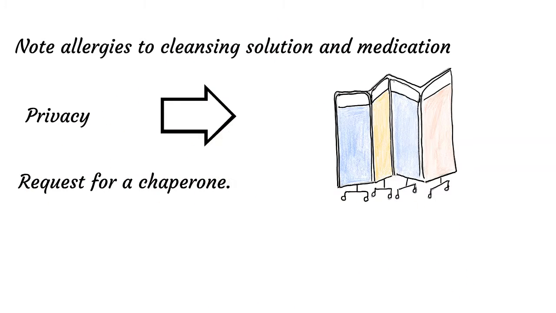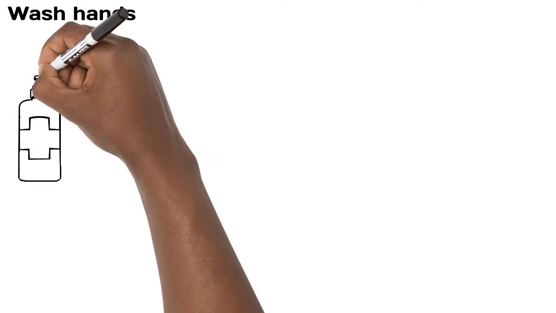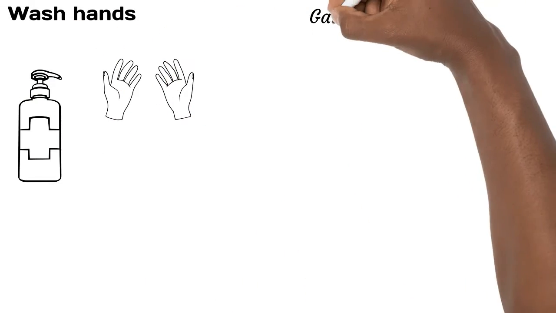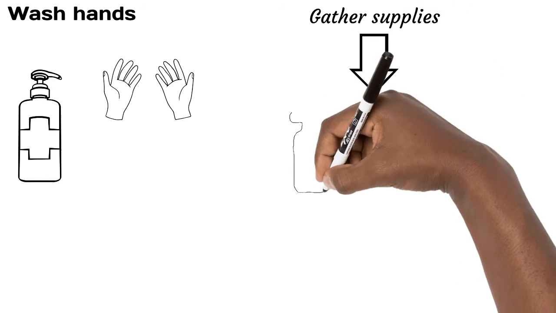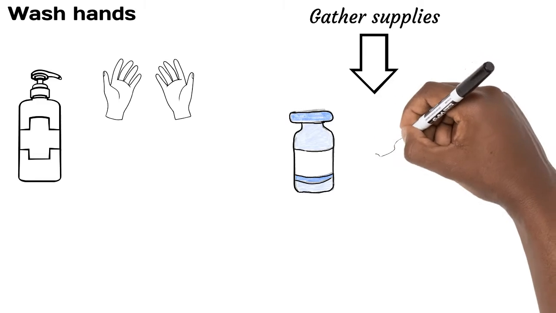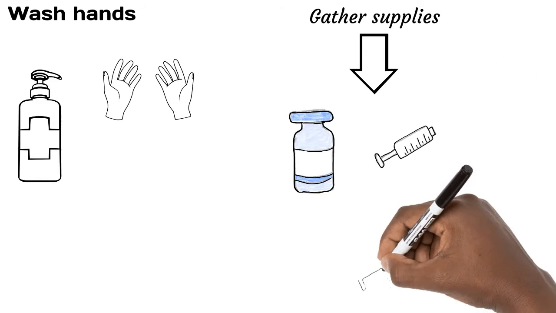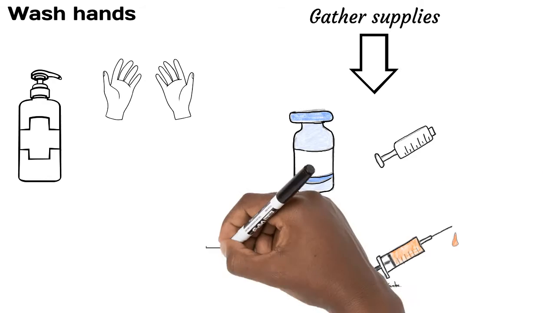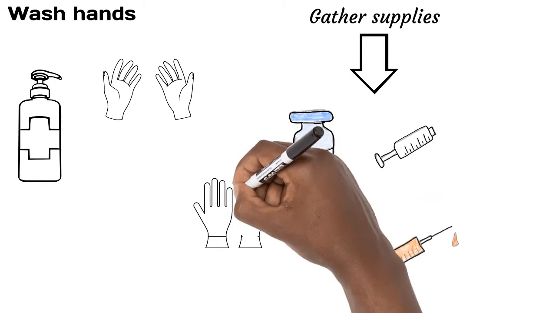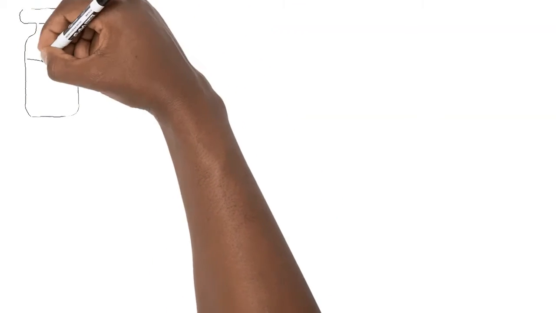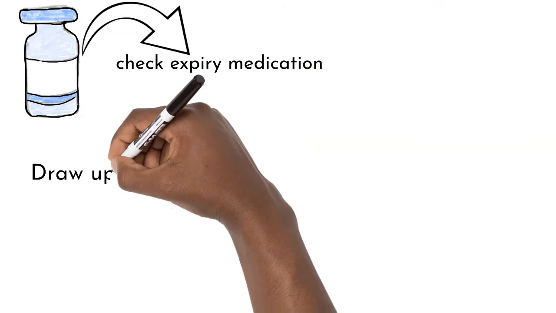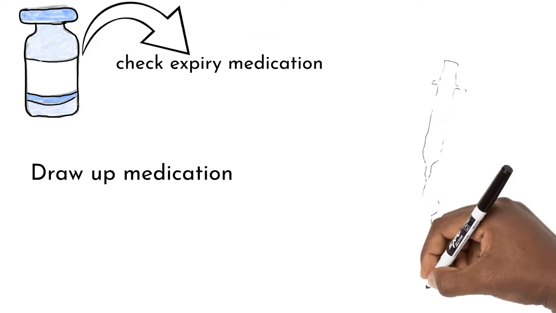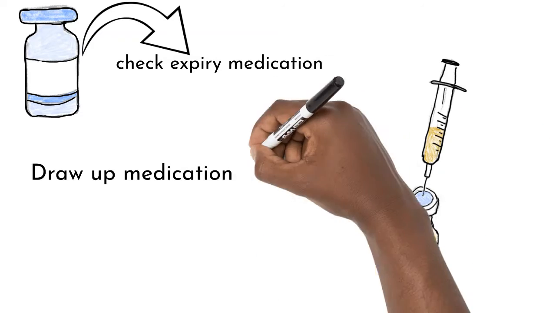Wash your hands. Gather the supplies, which will include a needle, a syringe, cleaning swabs, a sharps box or sharps container, non-sterile gloves because this procedure is not a sterile one. Draw up the medication and note the expiry date. This is to ensure that the medication is good for use. You will change the needle before injection into the patient so as to not introduce any contaminations into the patient.